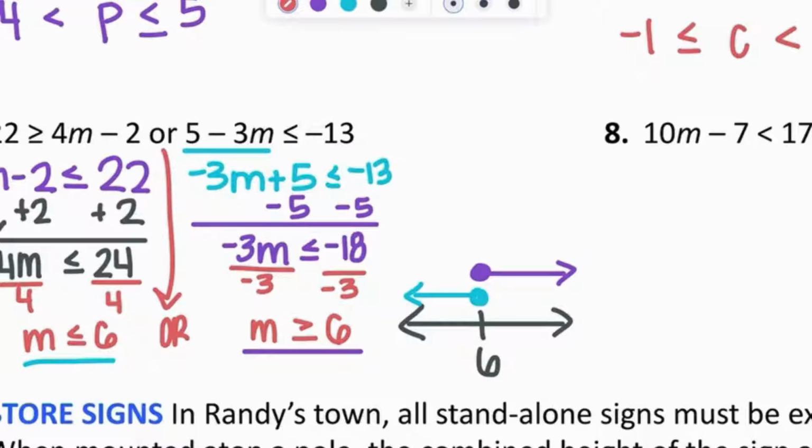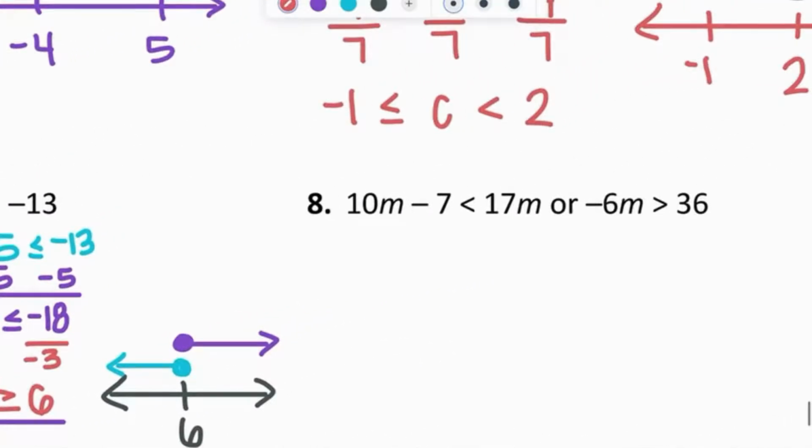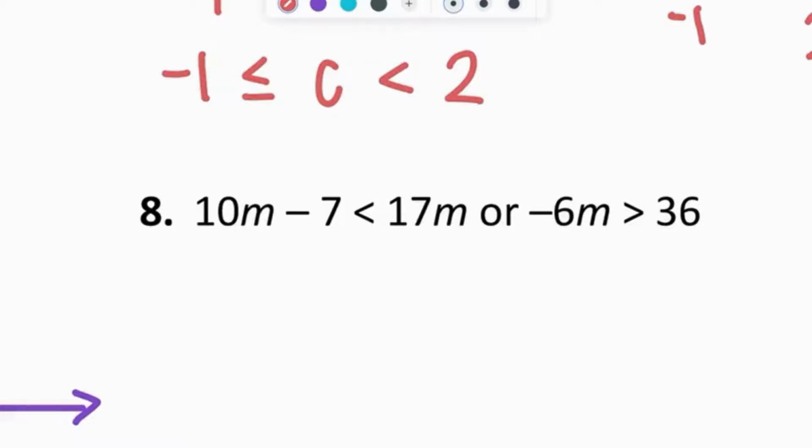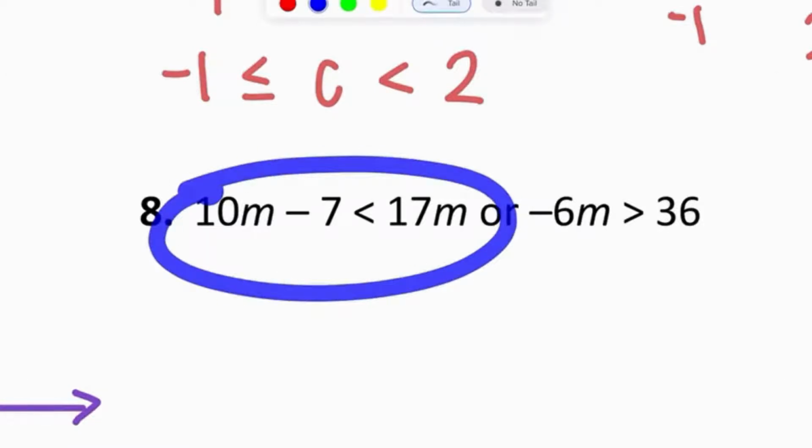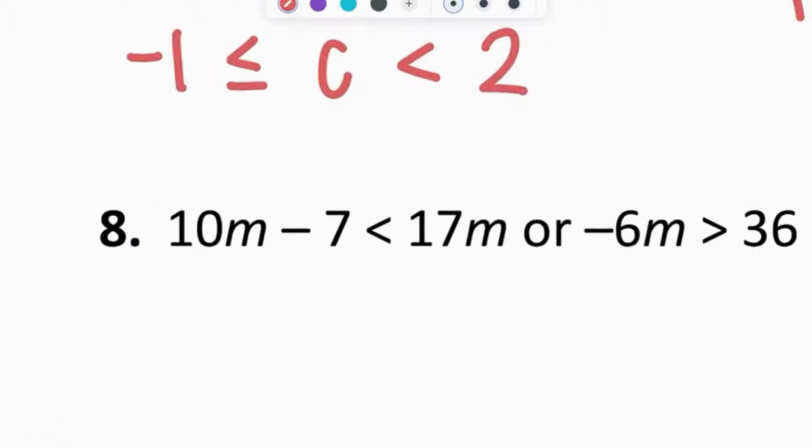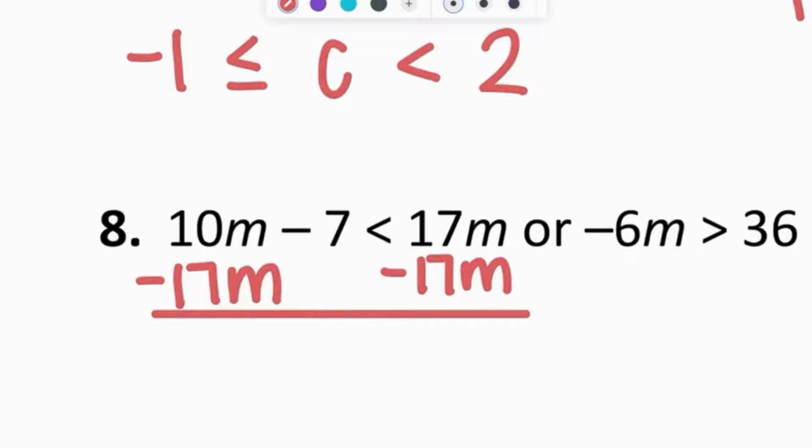So here we are. All right, looking at number 8. Notice on the first one, there are 2 m terms. Not a big deal. We just have to combine those. So if I subtract 17m, and I'm subtracting the 17m and not the 10m because I do want my variable on the left-hand side. I want it to be first. So 10m minus 17m is negative 7m minus 7 is less than 0.